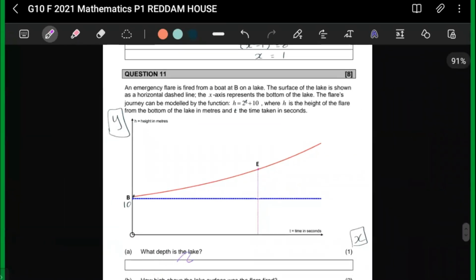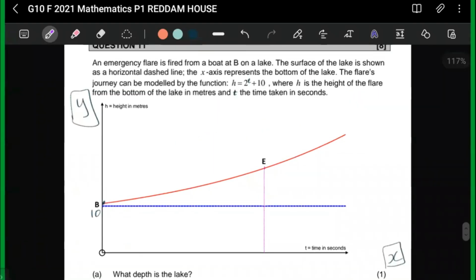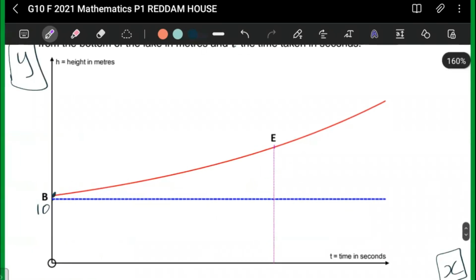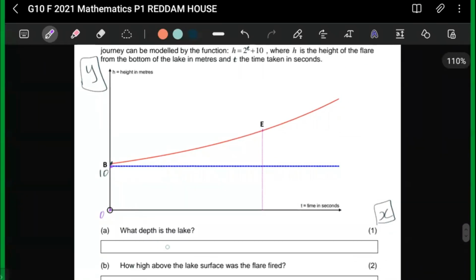So here it says, what depth is the lake? So remember they said this is the surface of the lake, right? And then they said that h is the height of the flare from the bottom of the lake in meters. So they said here the flare is fired from B on a lake. The surface of the lake is shown as a horizontal dashed line. So this is the surface of the lake, and you see the bottom there is just down there where 0 would be. So when you ask for the depth, it's just 10 meters. You see, there we go.